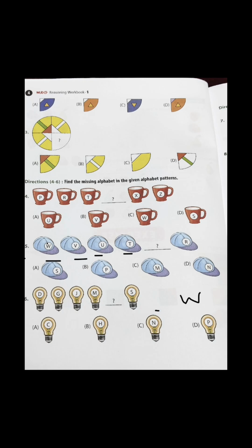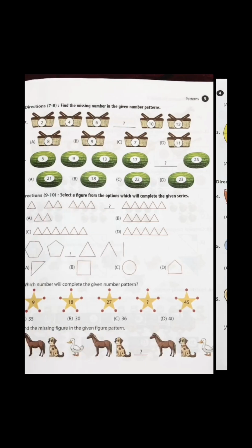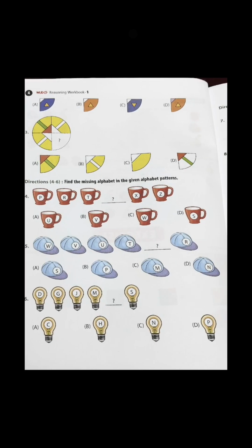So we will write V and after that what comes before V? It's U. And what comes before U? It's T. So we will see what comes before T. Before T we can find S. So that means S is our correct answer.